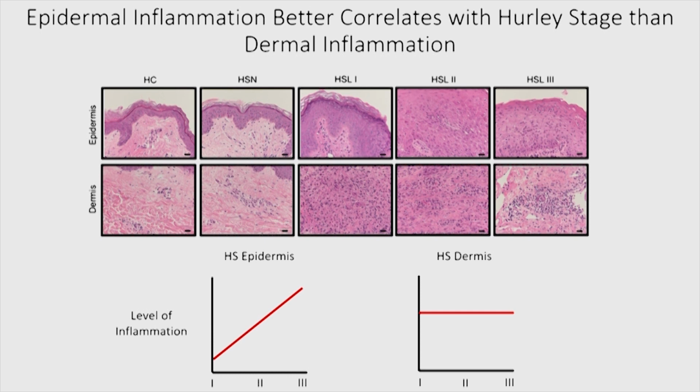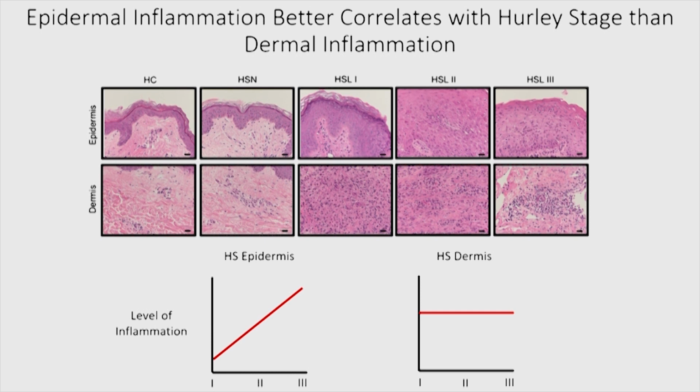Particularly with the epidermis, we see the stepwise increase in the level of inflammation by Hurley stage. So you see some inflammatory cells, but it's minimal in stage 1 epidermis. This increases in stage 2, and then you start to see a lot in the epidermis by Hurley stage 3. However, with the dermis, you see a more constant level of inflammation occurring with a decent amount of immune cell infiltrate, even at Hurley stage 1.